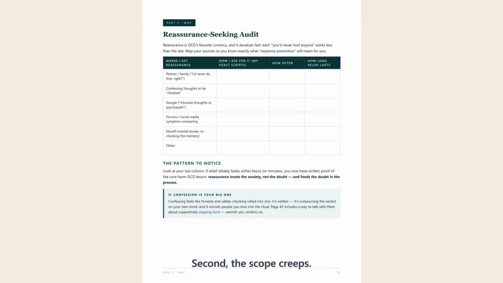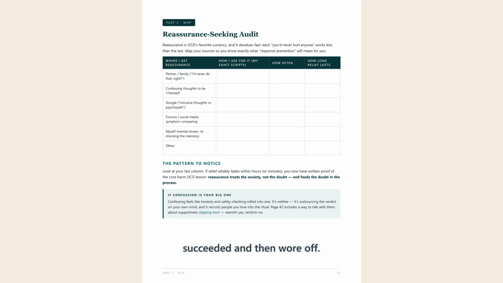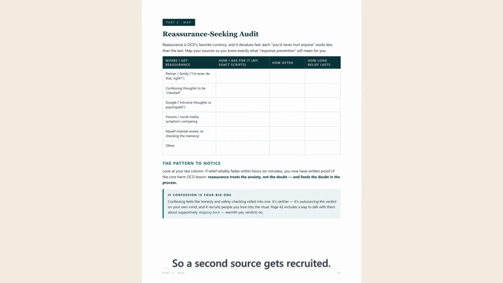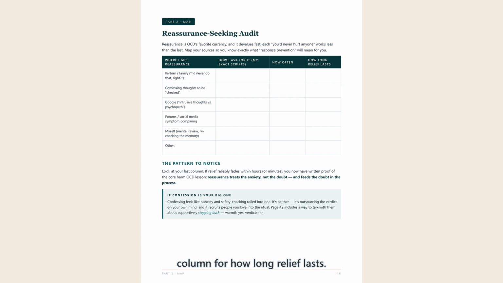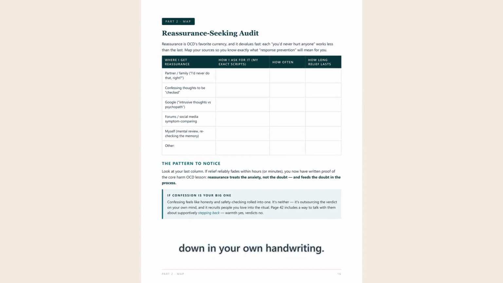Second, the scope creeps. One source stops being enough, not because it failed, but because it succeeded and then wore off. So a second source gets recruited. The partner, then the search bar, then the forum, then your own head at 2 in the morning. This is why the audit page has a column for how often and a column for how long relief lasts. Those 2 columns are the creep, written down in your own handwriting.